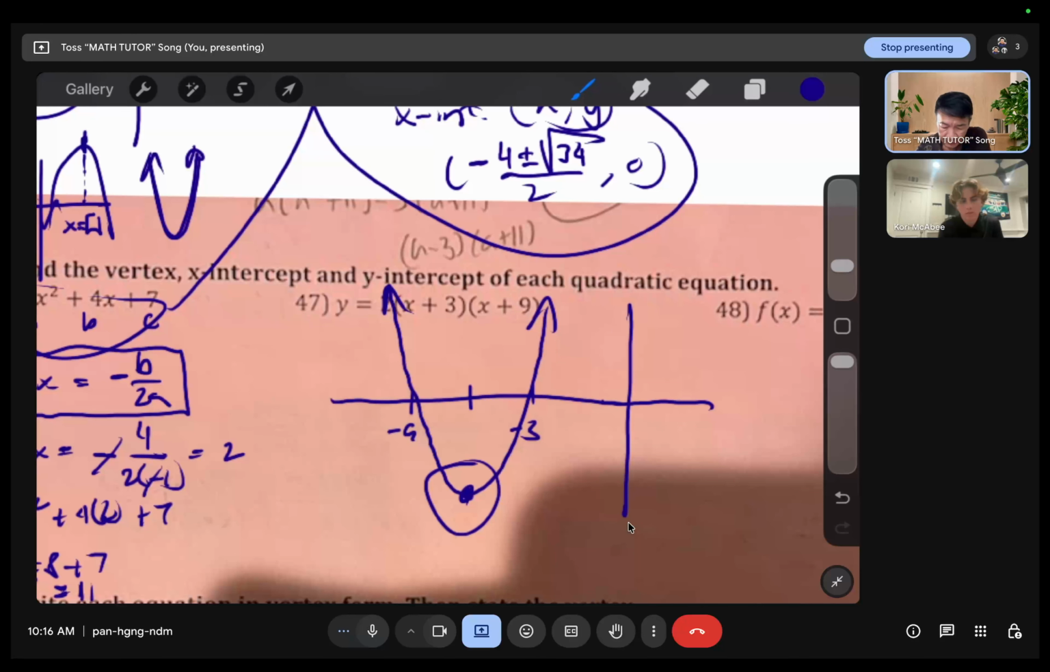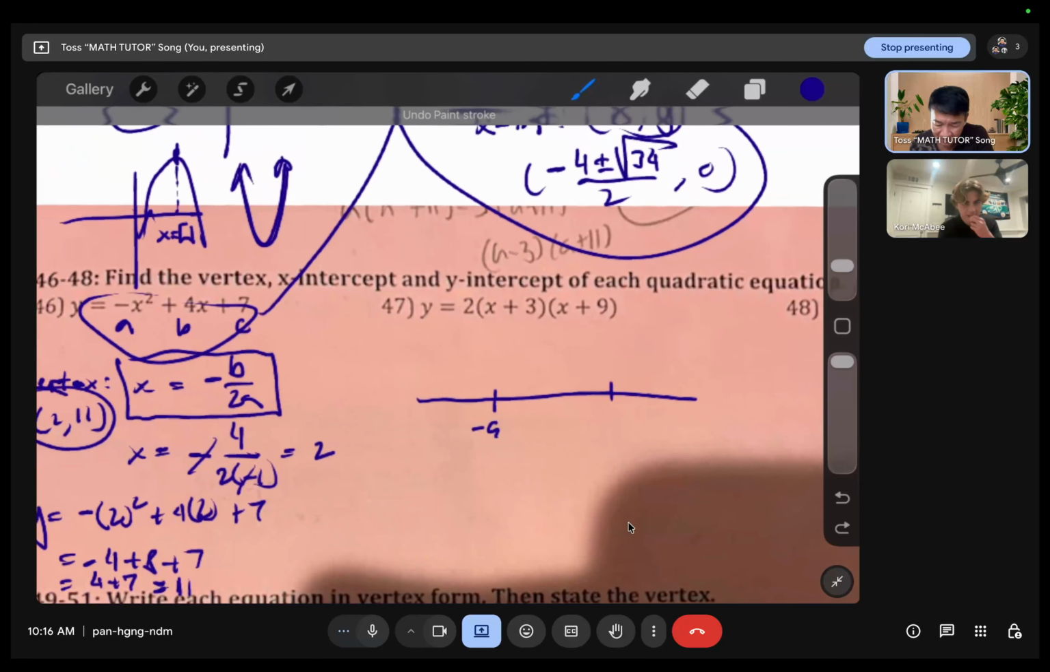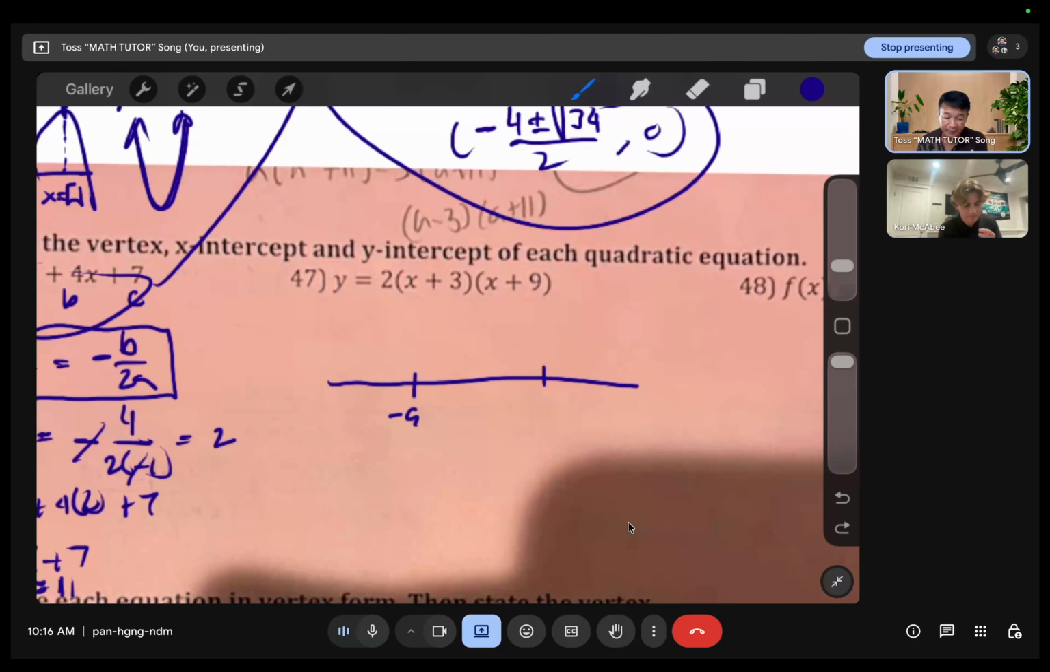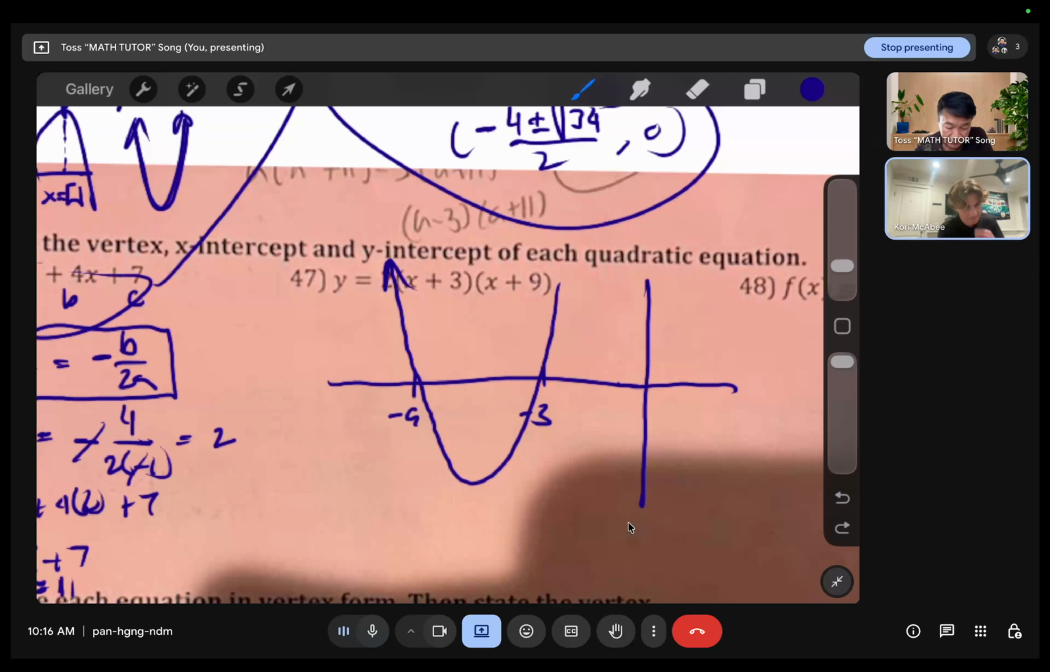Oh, wait, sorry. What am I doing? Oh yeah, you need to do it for the vertex. No wonder. Yes, so we're doing the vertex in that order. The vertex is like this. It's just a sketch. It will go through this point. That means you could just find the halfway point between -9 and -3. So you get the x coordinate.